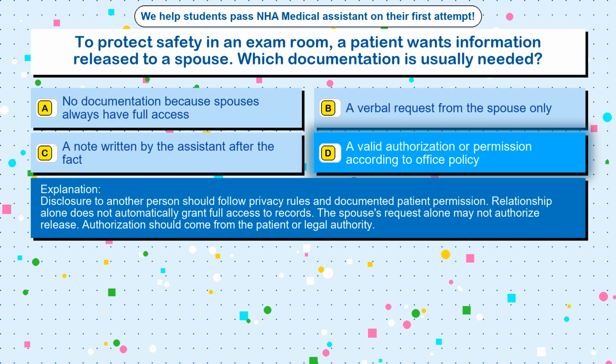The spouse's request alone may not authorize release. Authorization should come from the patient or legal authority.